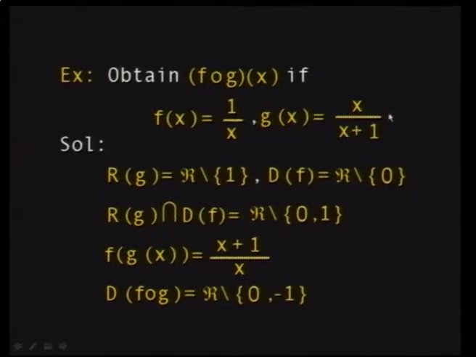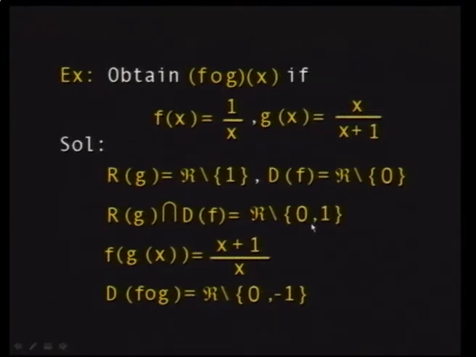Why is that? Because if you put here 1, you get x is equal to x plus 1. In other words, 0 is equal to 1, which is impossible. So the range of g of x is R except 1. Now you intersect with the domain of f. The domain of f is what? It is R except 0. Is there any intersection between the two? Indeed, yes. It's R except 0 and 1.